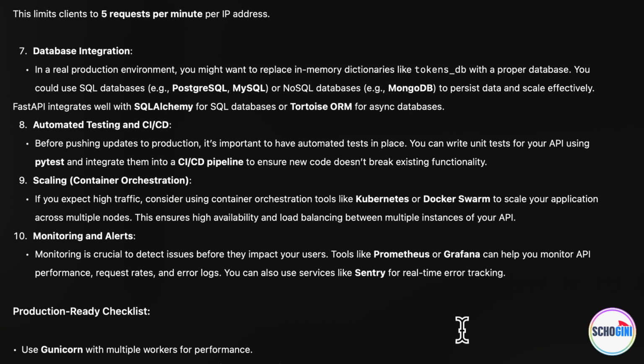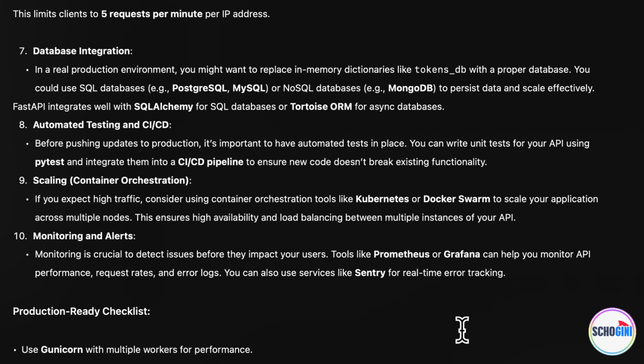7. Database integration. In a real production environment, you might want to replace in-memory dictionaries like TokensDB with a proper database. You could use SQL databases, e.g. PostgreSQL, or NoSQL databases, e.g. MongoDB, to persist data and scale effectively. FastAPI integrates well with SQLAlchemy for SQL databases or Tortoise ORM for async databases.